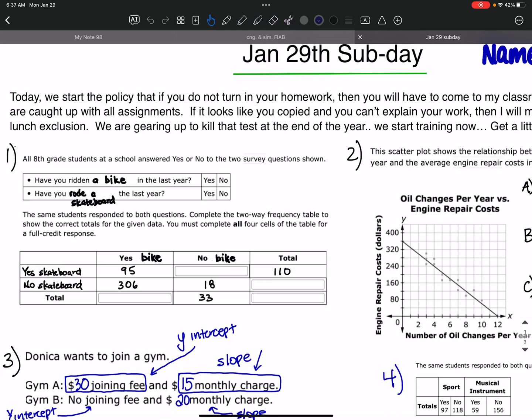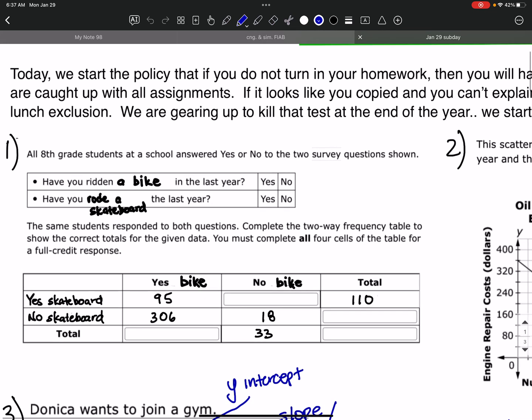Okay, guys, this is just homework hints, not homework help. So you can listen to this in class. All right, number one, we haven't done these a whole lot.